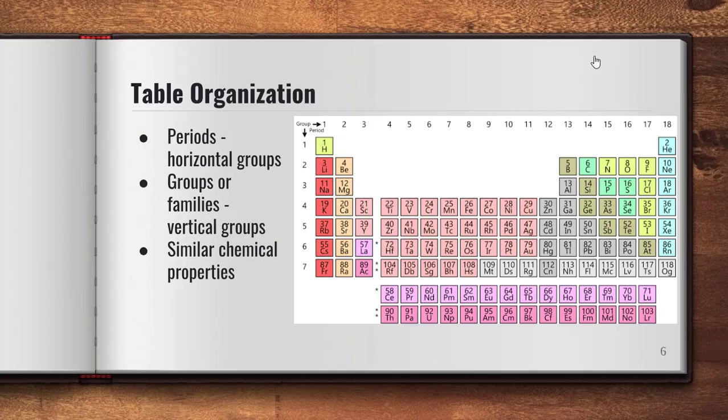So just a little bit about the organization here. If we're going across the periodic table, those are known as periods. So as you can see here, we've got 7 periods on this periodic table.